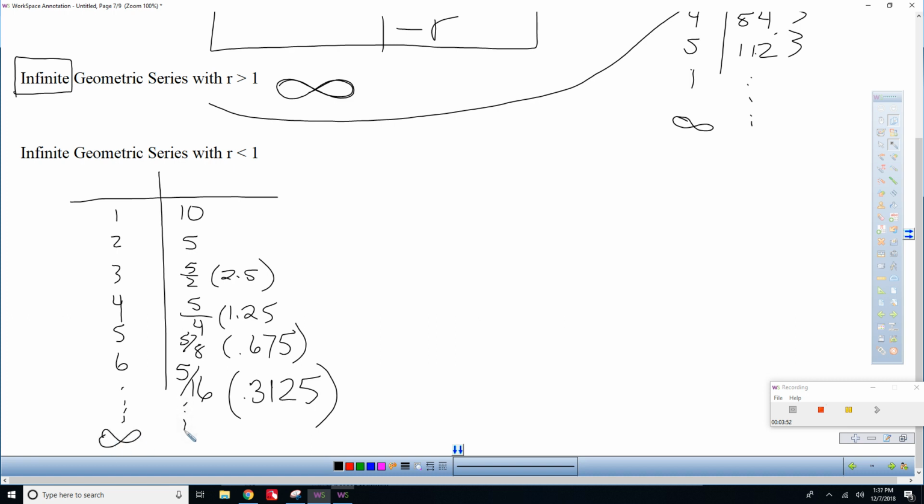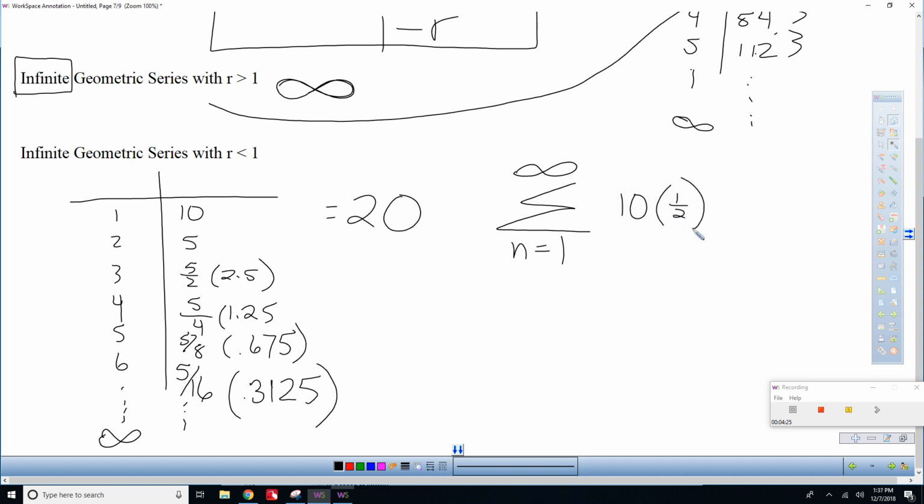So these keep going. The amazing thing is that if you add up these things that go on to infinity, the answer is 20. That's right. That's the answer. The answer to the sum as n goes from 1 to infinity of 10 times 1/2 to the n power is 20. I swear. So how did I get that?